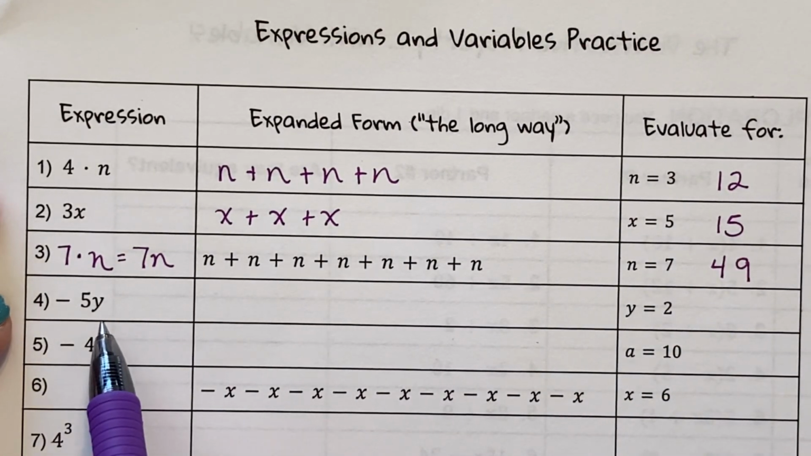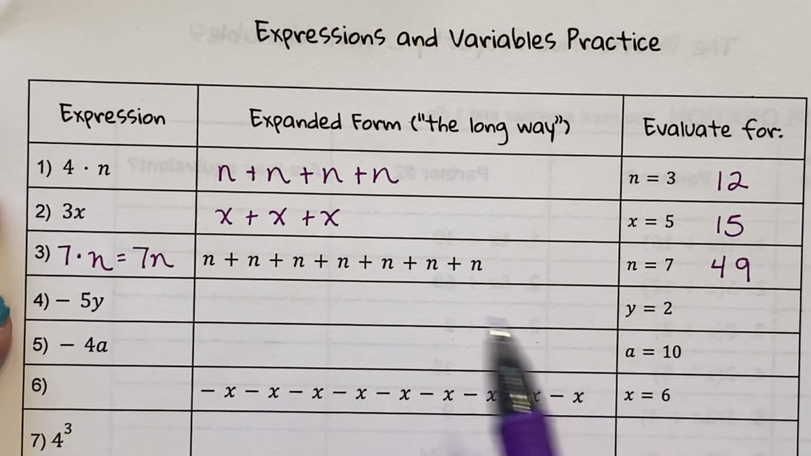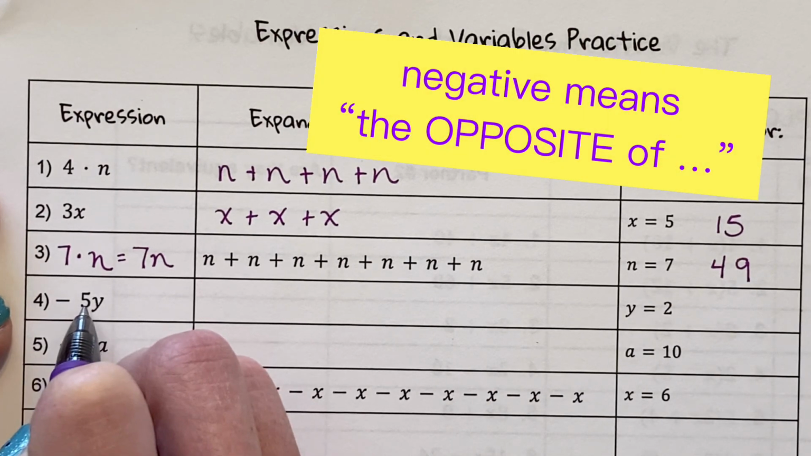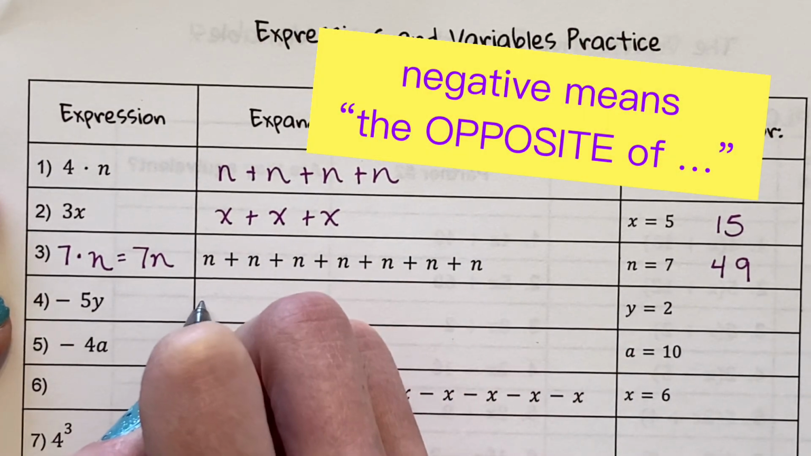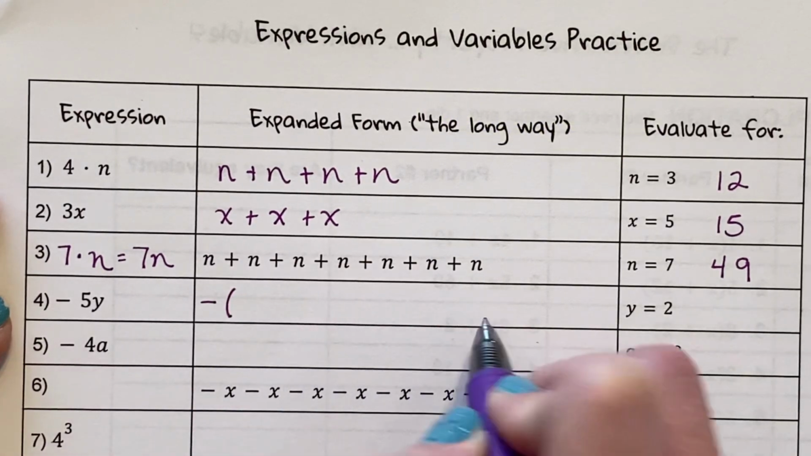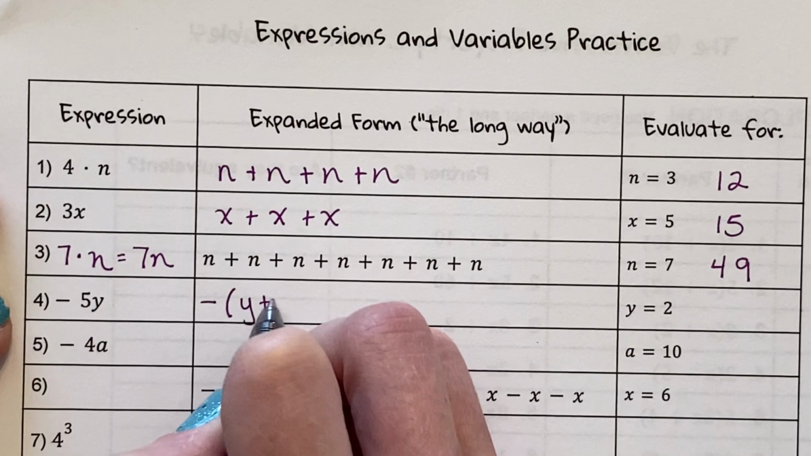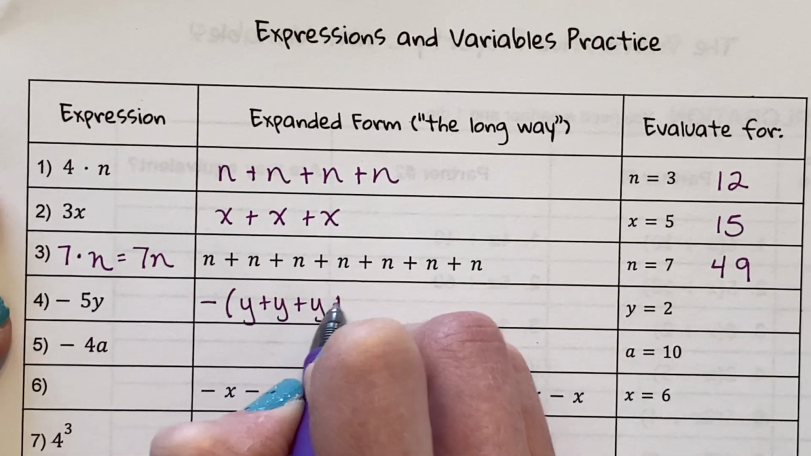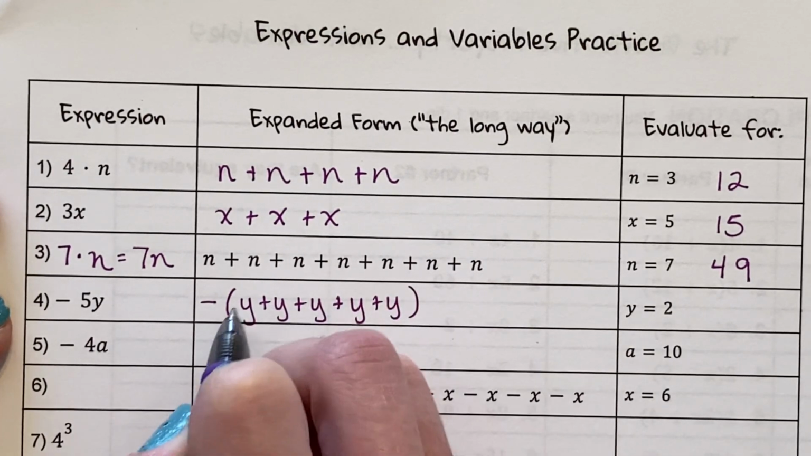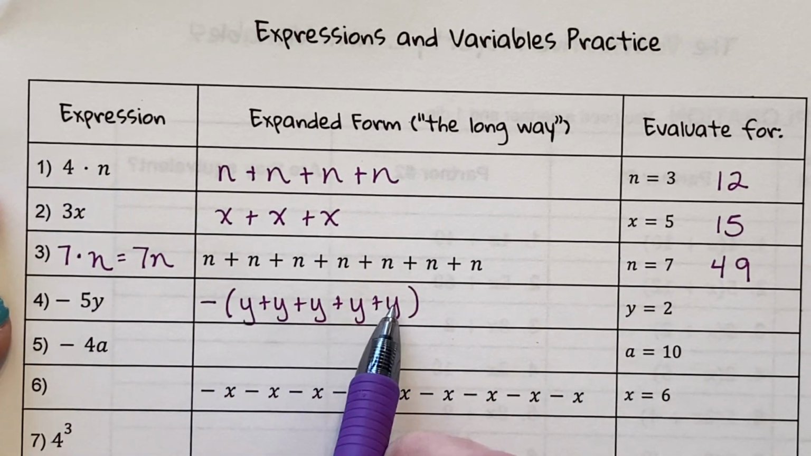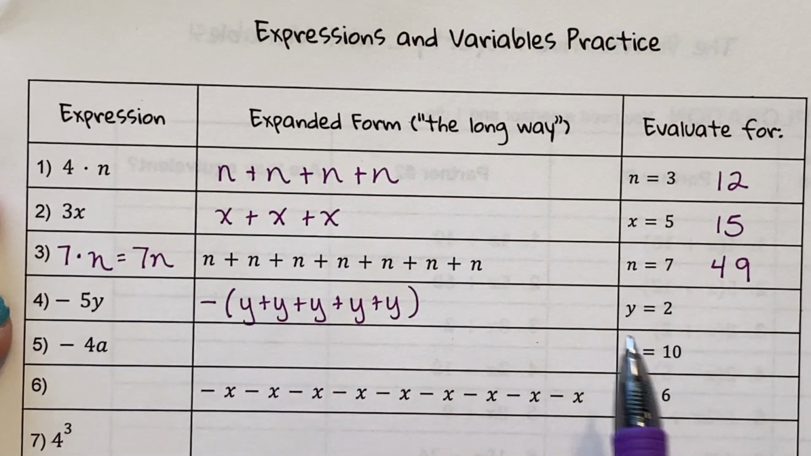Well, this one's a bit interesting. We have negative 5y. There's 2 ways that I could write this. I could say negative 5, that's the opposite of 5 copies of y. So I could say the opposite of all of this stuff. 5 copies of y. Well, that would be y plus y plus y plus y plus y. So 1, 2, 3, 4, 5. Yep. The opposite of 5 copies of y. This entire value, we're going to take the opposite of it.